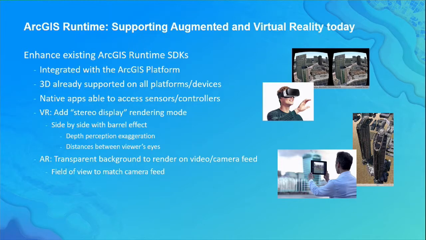So the primary focus here is to talk a bit about the capabilities that we have in the Runtime SDK product today. We've delivered a number of major updates to ArcGIS Runtime over the last year and a half. We've also included 3D support fully across desktop and mobile platforms, and really building on top of that existing 3D capability within Runtime, which is already integrated within the ArcGIS platform and supported fully on multiple platforms and devices. We want to take that to the next step, right?